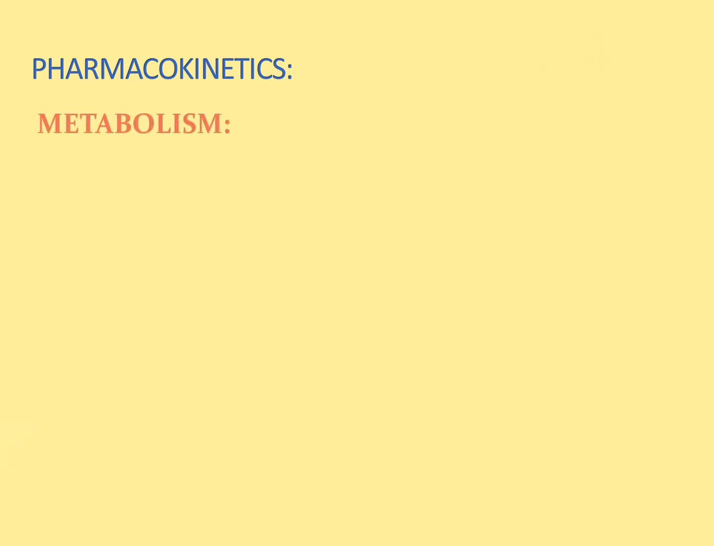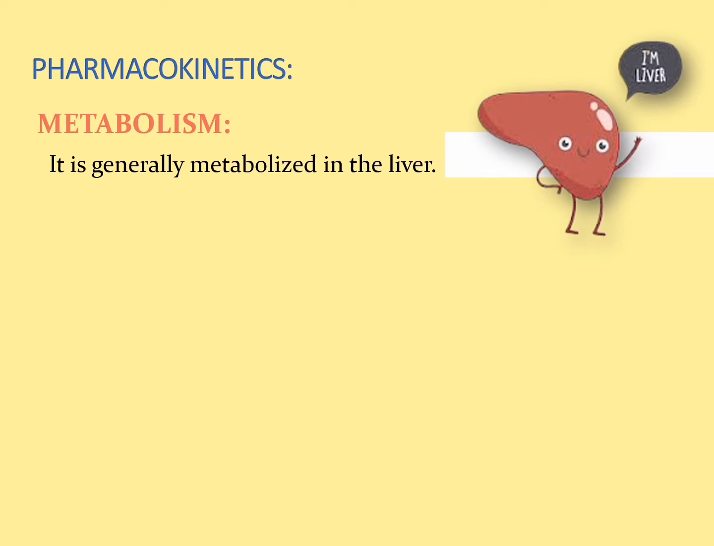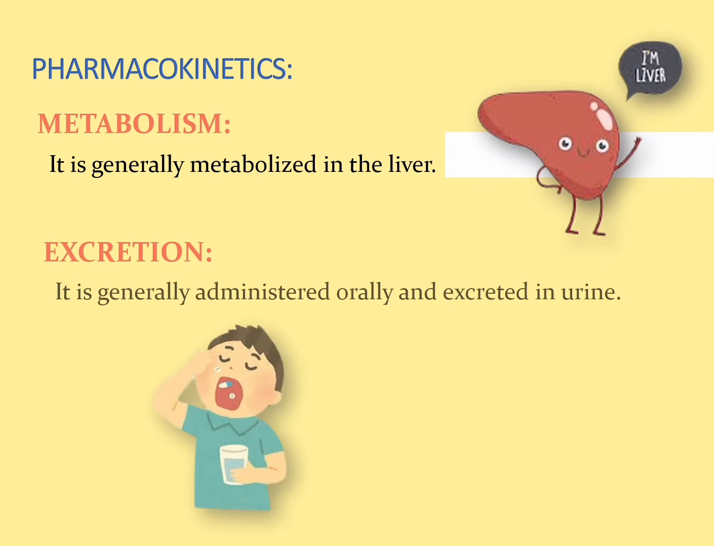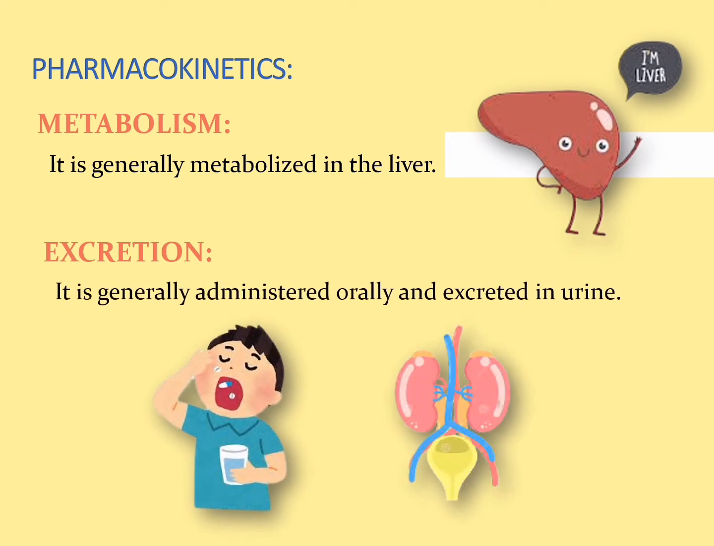In addition, I am generally metabolized in the liver. My acetaminophen is 85 to 95% metabolized in the liver. Its metabolites may be toxic in overdose situations. While my chlorpheniramine is extensively metabolized in the liver, and my pseudoephedrine is partially metabolized in the liver. Finally, I am generally administered orally and excreted from the body by the kidneys in urine.